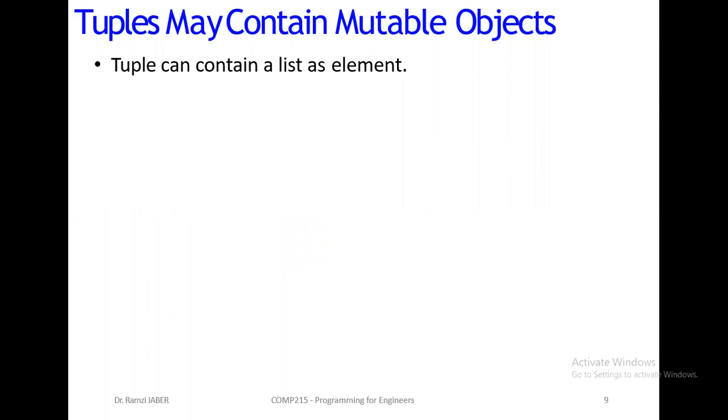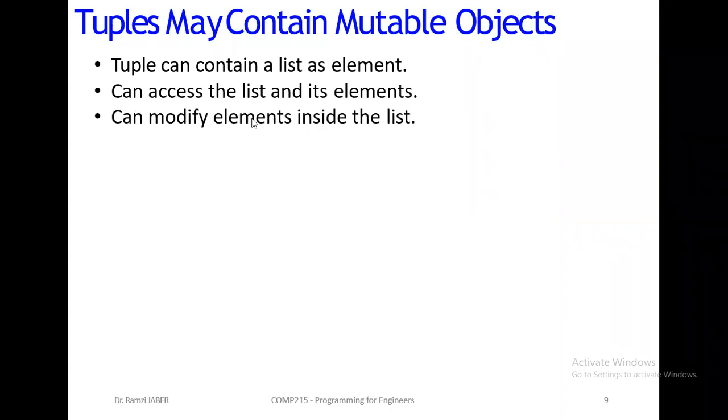Now, a tuple may contain a mutable object. Mutable object means we can change the element. Okay, so like here, a tuple can contain a list as an element. Example here, we can access the list and its element. We can modify elements inside the list, but not inside a tuple. So we cannot append to the tuple.